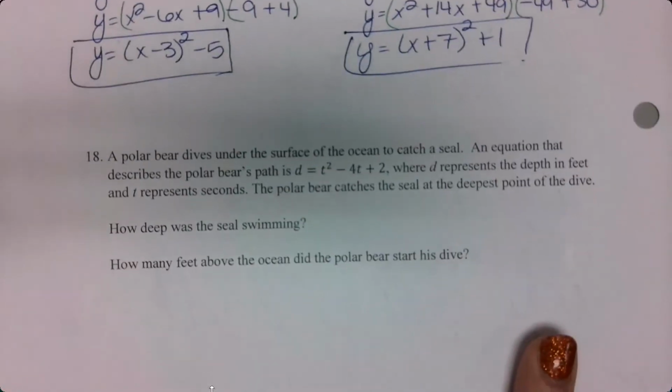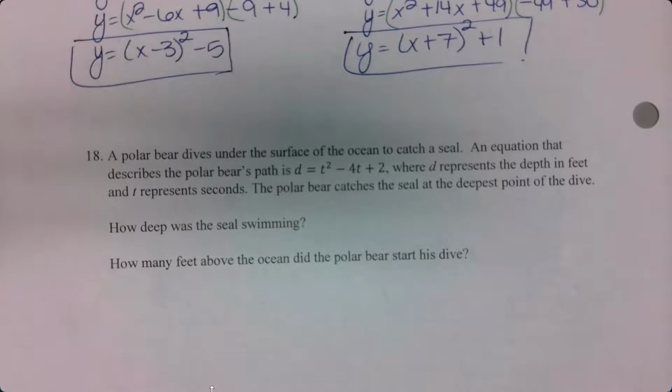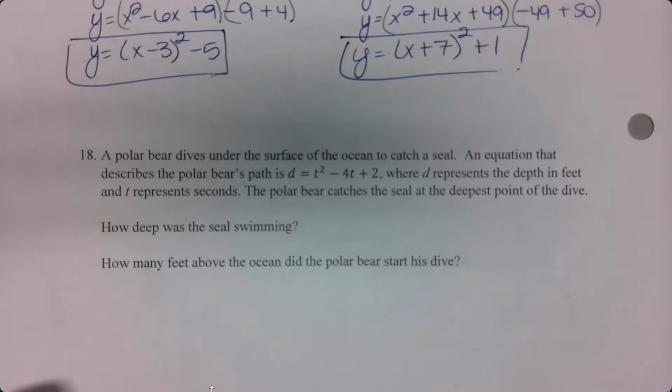My last question says, a polar bear dives under the surface of the ocean to catch a seal. An equation that describes the polar bear's path is d equals t squared minus 4t plus 2, where d represents the depth in feet and t represents the seconds. The polar bear catches the seal at the deepest point of the dive. How deep was the seal swimming, and how many feet above the ocean did the polar bear start his dive?